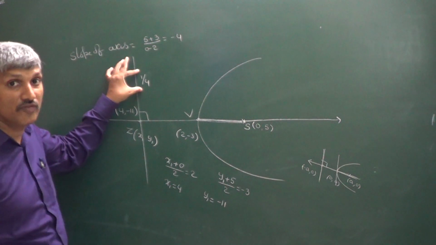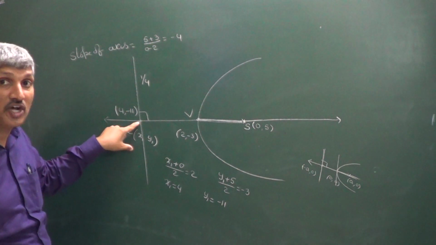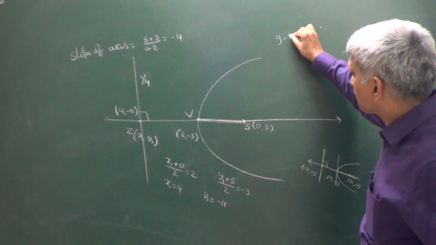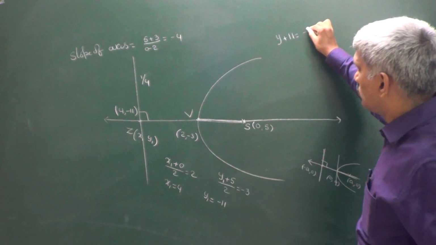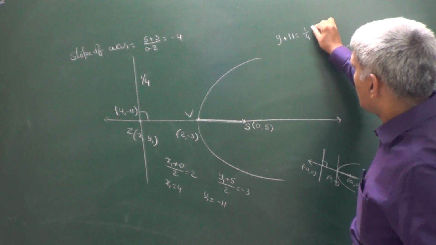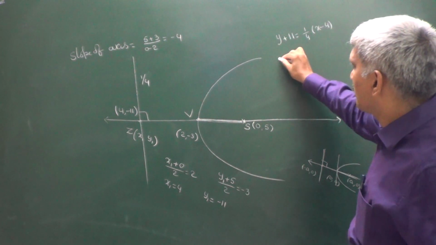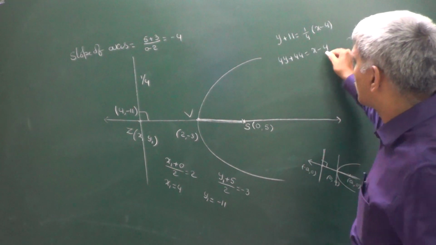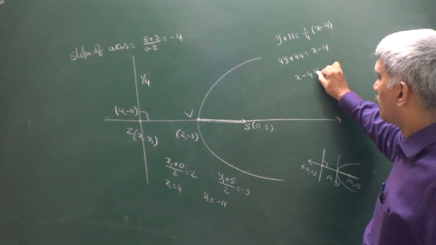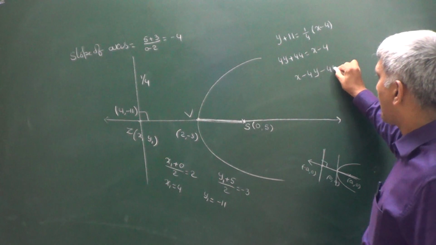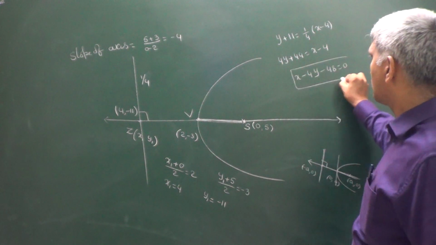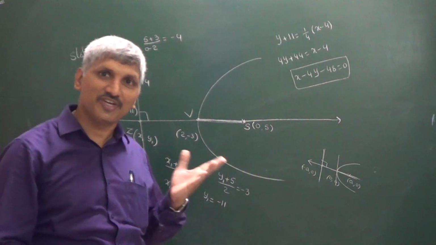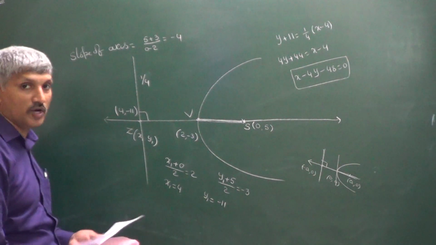That's why we got the slope of the directrix and we know a point on the directrix. Then the equation of the directrix is y minus y1 is equal to slope 1 by 4 into x minus x1. Then we are getting 4y plus 44 is equal to x minus 4. Therefore, x minus 4y minus 48 is equal to 0 is the equation of the directrix. We got the equation of the directrix. Now we can do the problem so comfortably.